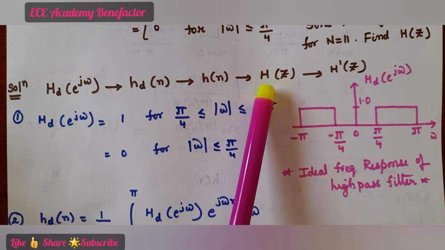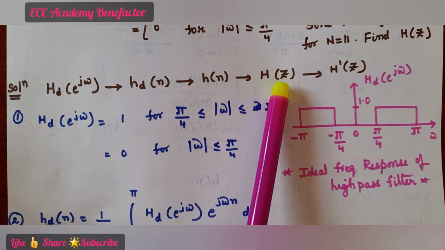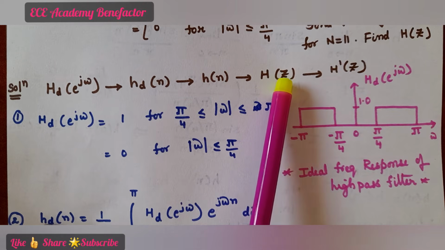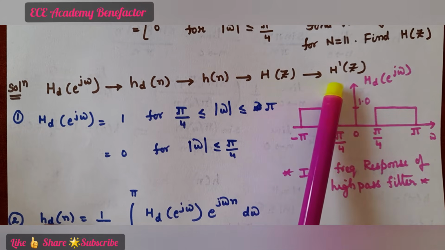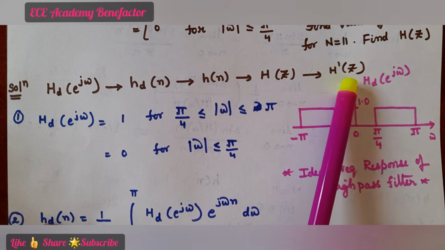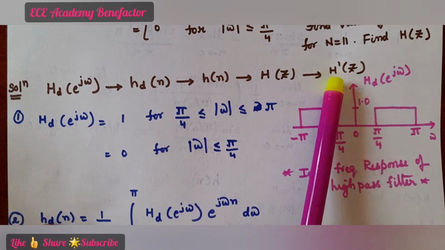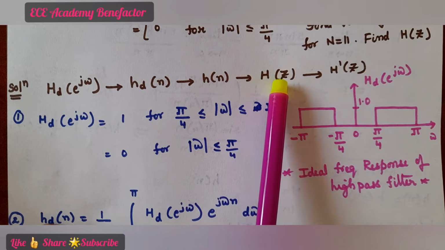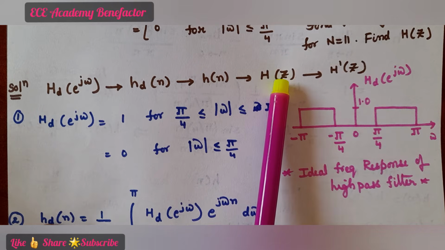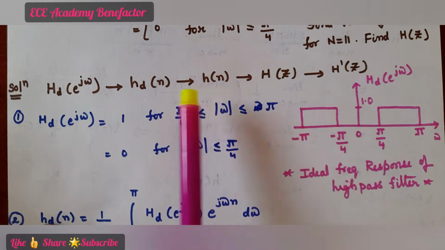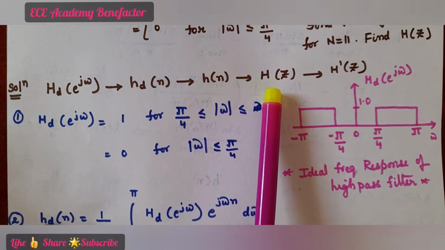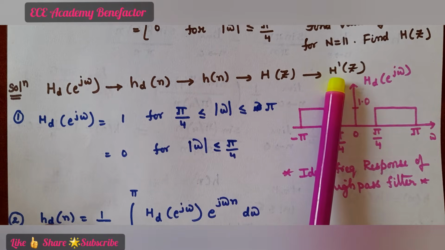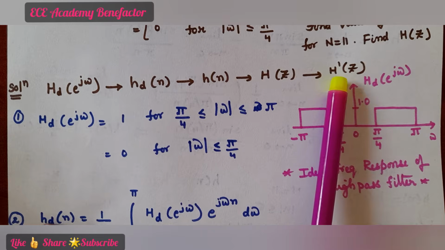This H of z is not physically realizable because it comprises positive powers of z. For designing we need a physically realizable filter. So, we go for H dash of z. How does H dash of z come? By multiplying H of z with z to the power of minus (N minus 1) by 2. So, these are the steps to be followed: first compute H_D of n, h of n, H of z and H dash of z for the design of FIR filter using the Fourier series method.